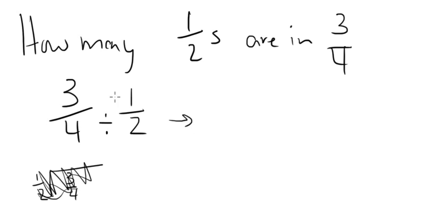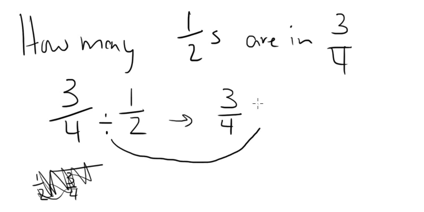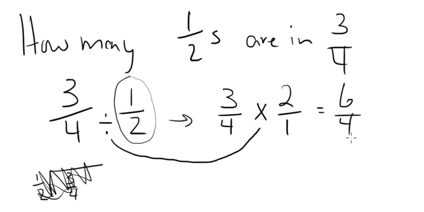You multiply. So we take our 3/4 and when we change the sign, see the sign goes from division to multiplication. When you change the sign, you got to change the fraction. So instead of divided by 1/2, it's multiplied by 2 over 1. Everybody see that? And then we do the math, and we get 6 over 4. We want to know how many 1/2s are in 3/4, so I make this a mixed number, and I'm going to get 1 and 1/2. Everybody see that?